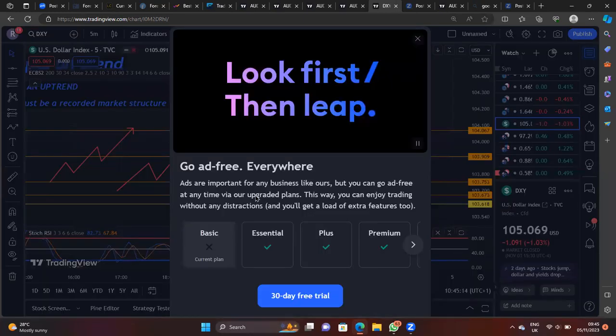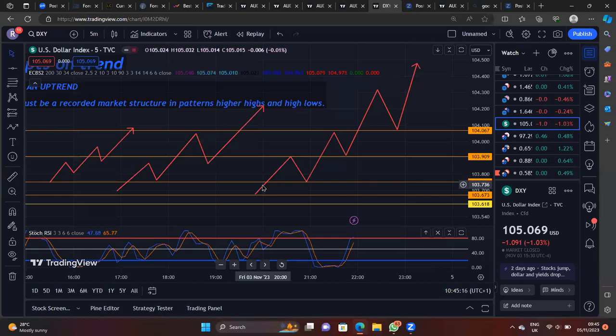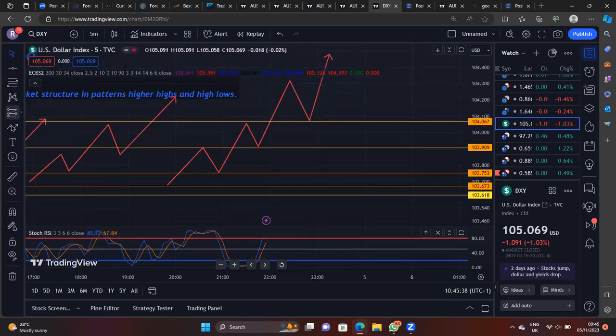You understand the point? If it doesn't have patterns or formations like this, we cannot consider it an uptrend. This rule is permanent, it is stable for every market trend. In a situation where the market does something like this, there's a breakdown of the rule.